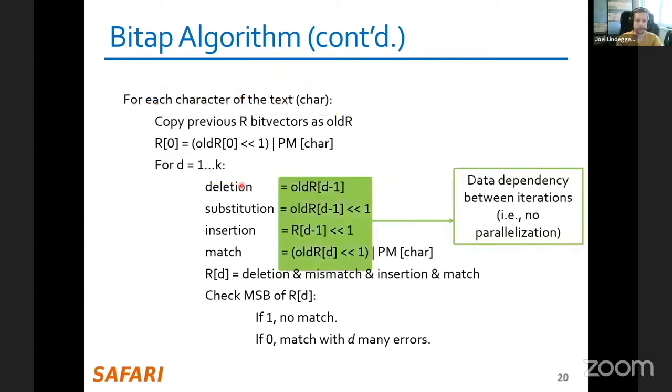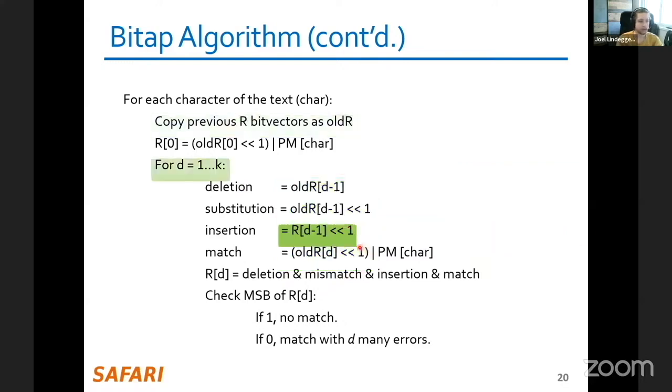And then there's data dependencies going on. So we have in the inner loop data dependencies. We have basically data dependencies on the previous outer loop iteration. Sorry, so this old R that's referenced is the R from the previous iteration. So we cannot parallelize multiple of these iterations essentially.